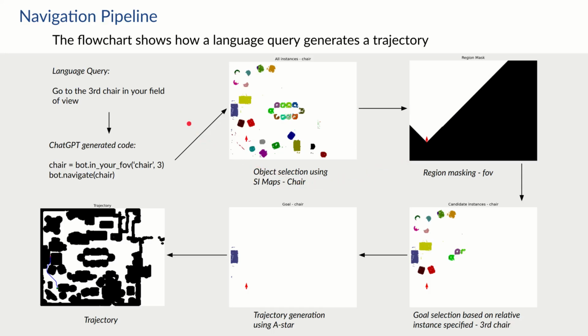The navigation pipeline illustrated in the flowchart encompasses the following steps. Receiving a language command and extracting the required object and its relative instance for navigation and generating a working code using them. Applying regional mask to the SI maps based on the user's input and defining where the robot should look for the object, for example in its field of view. Selecting the goal instance using Euclidean distance from the current location. Generating a trajectory using the A-star algorithm to guide the robot towards its destination.